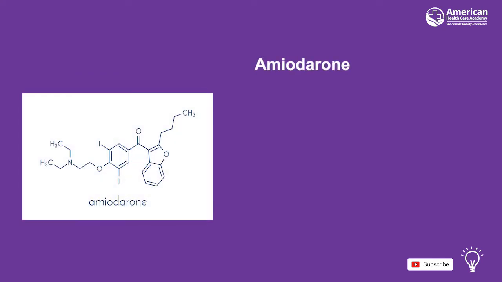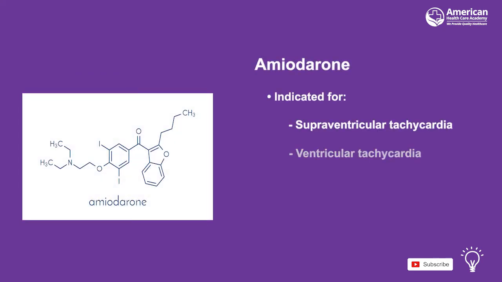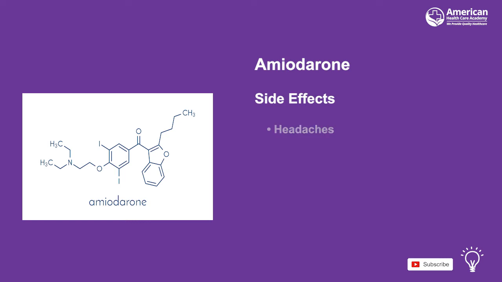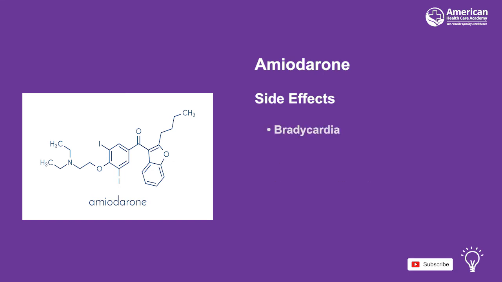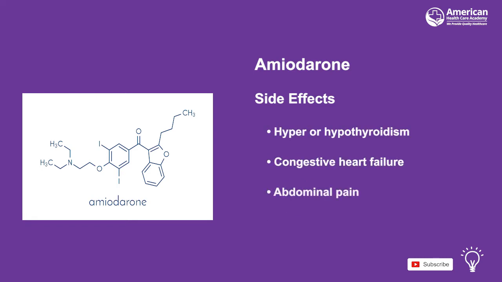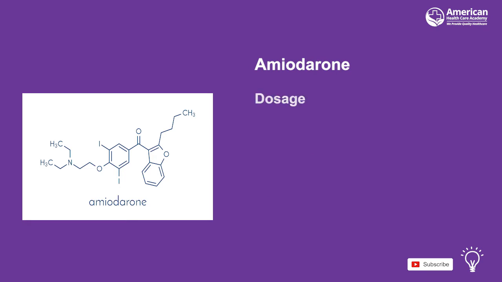The drug Amiodarone is indicated for supraventricular tachycardia, ventricular tachycardia, and pulseless arrest. Side effects include headaches, dizziness, pulmonary fibrosis, acute respiratory distress syndrome, bradycardia, nausea, vomiting, rash, hyper or hypothyroidism, congestive heart failure, and abdominal pain. The dosage of amiodarone is as follows.